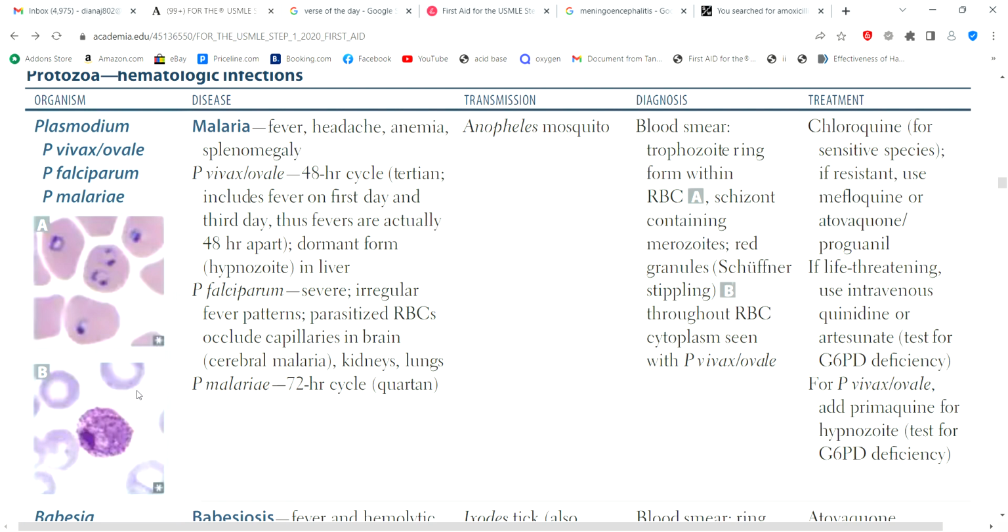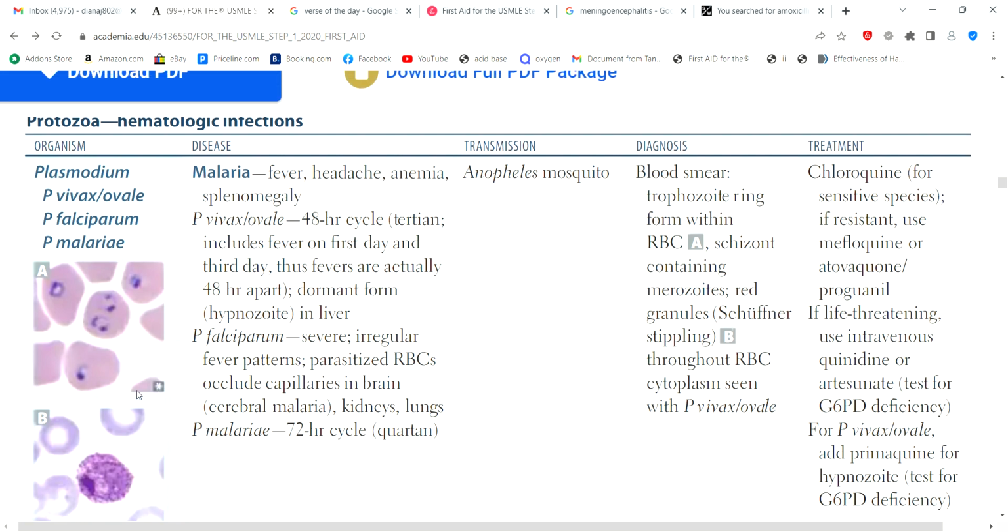Okay, so what we have to know is that P. vivax and ovale both produce dormant hypnozoites, and hypnozoites hide out in the liver. Okay.